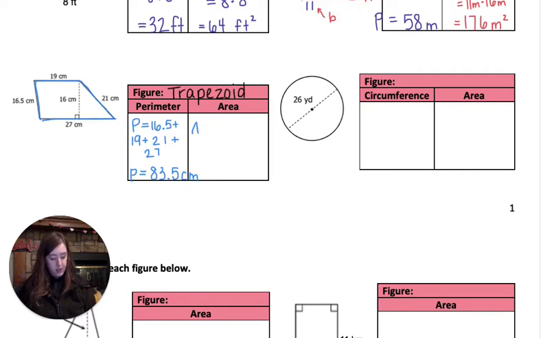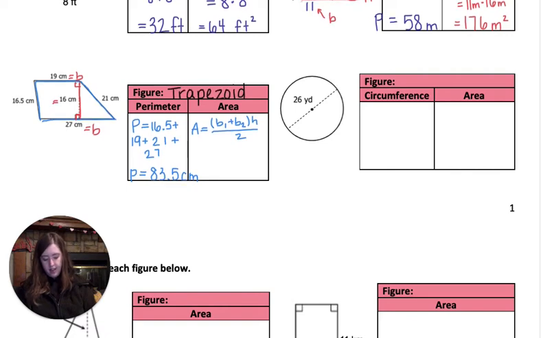It's a trapezoid, so to find that area, we're going to add the bases together, multiply it by the height, and then divide by 2. So remember, our height always is perpendicular to the bases. So that makes 19 one of the bases, 27 another one of the bases, and 16 is our height.